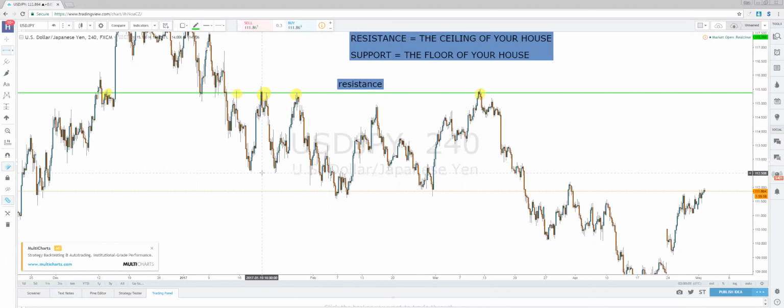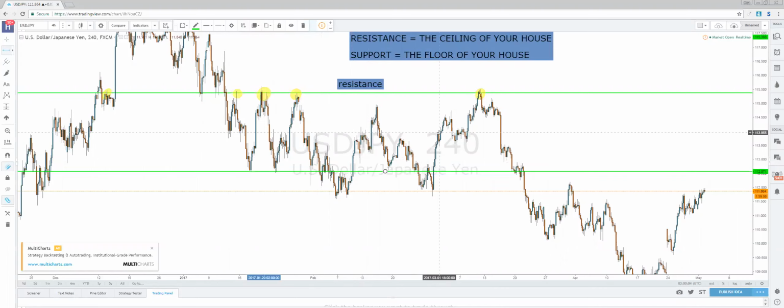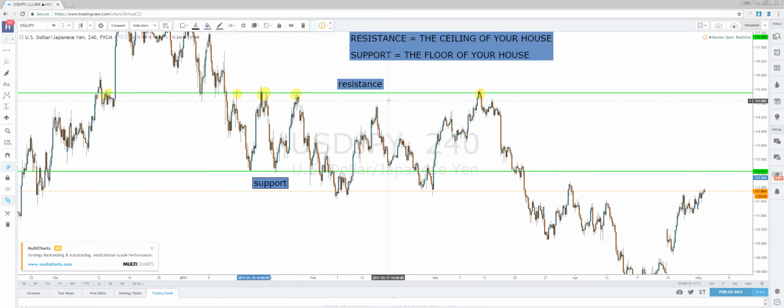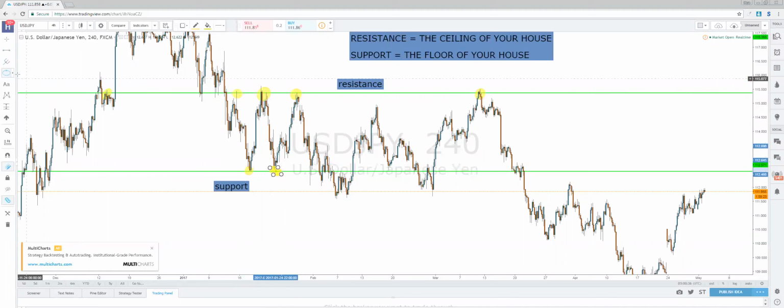If I draw a line here, this would be an area of support. Now here's what blows people's minds. Up here for resistance, you took trades for sells. What would have happened if you had also taken the same trades for a buy when it bounced off support? Watch this. One touch here.